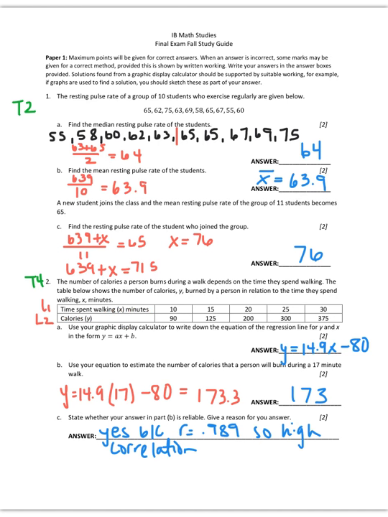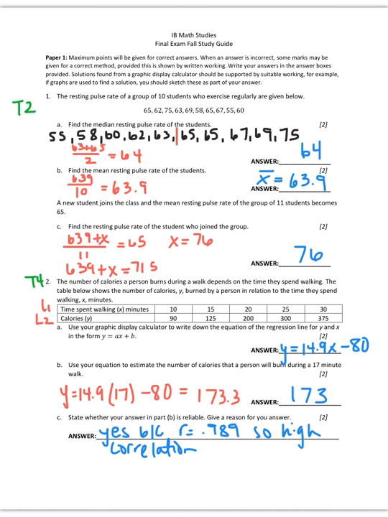On this one, they wanted us to find our line of best fit. So you enter your x coordinates as list 1 and your y coordinates as list 2. And then you go into stat calc line regression, which is number 4. And you get y equals 14.9x minus 80. Part B wants us to use that equation to estimate the number of calories someone will burn by walking 17 minutes. Well, minutes is your x coordinate, so I'm going to plug 17 in for x in the equation we found above, and you get 173.3 calories. If you round to 3 significant figures, that's 173 calories.